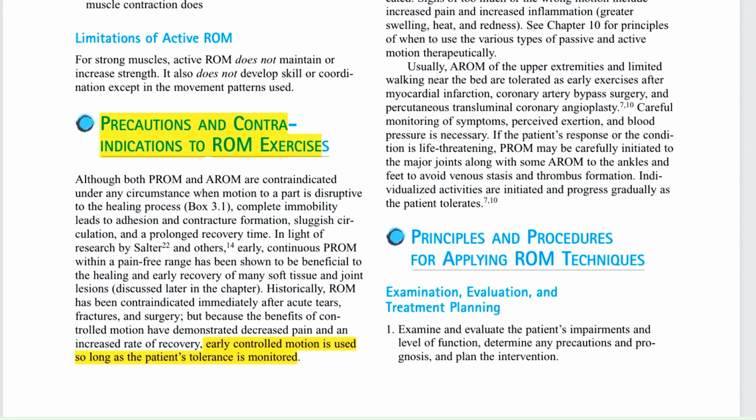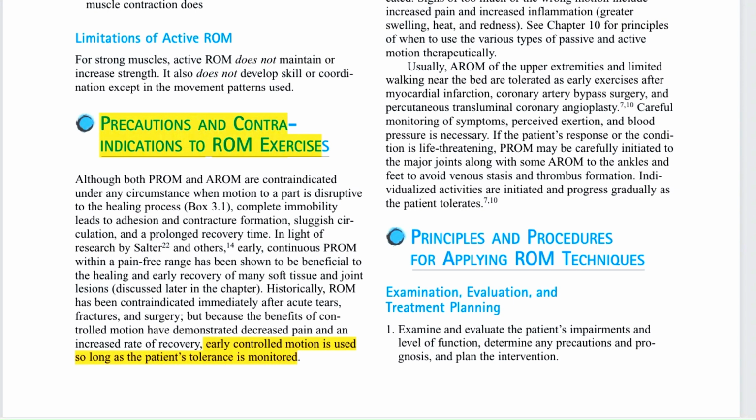If a patient experiences increased pain after movement, swelling gets worse, or redness or heat around the joint, you have to avoid the movement. Okay, slow down, modify, or stop the movement until it's safe again. Okay, you just have to avoid overdoing it.